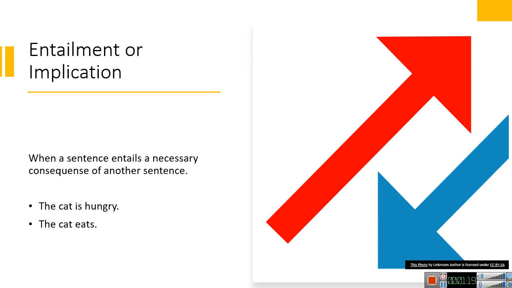We also have entailment or implication. That is when a sentence entails a necessary consequence of another sentence. For example, the cat is hungry. The cat eats. So you see there's an implication of consequence. One leads to the second one. That is entailment or implication.